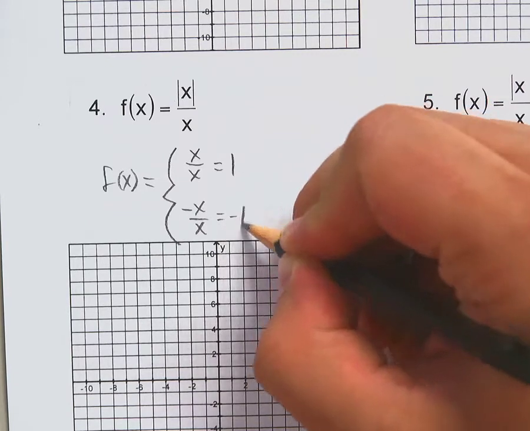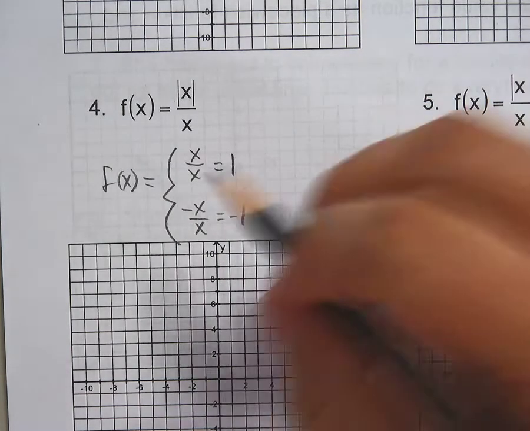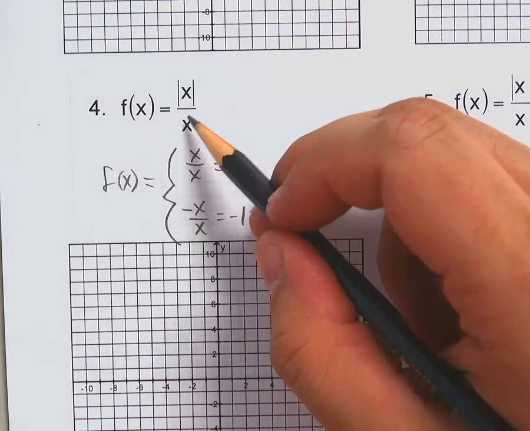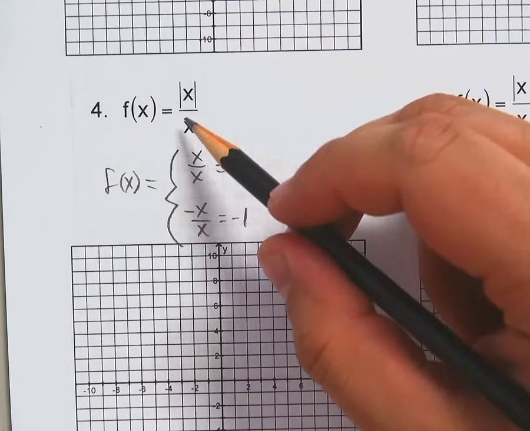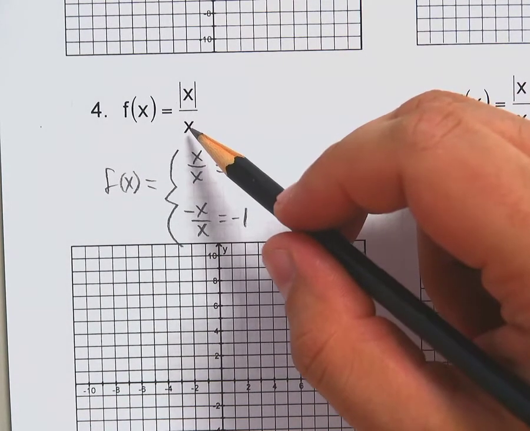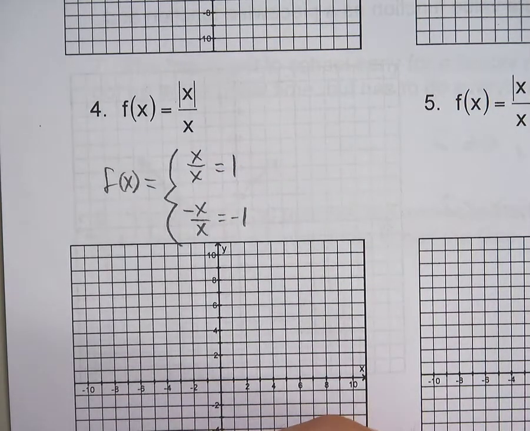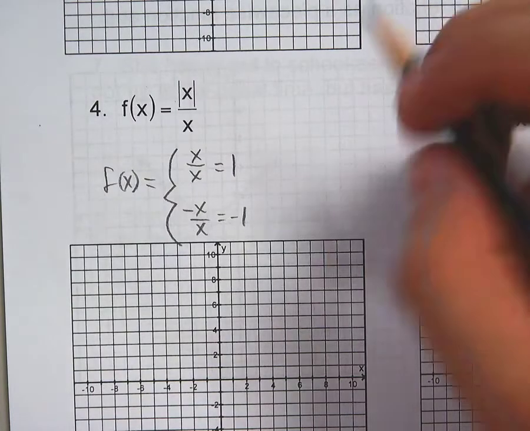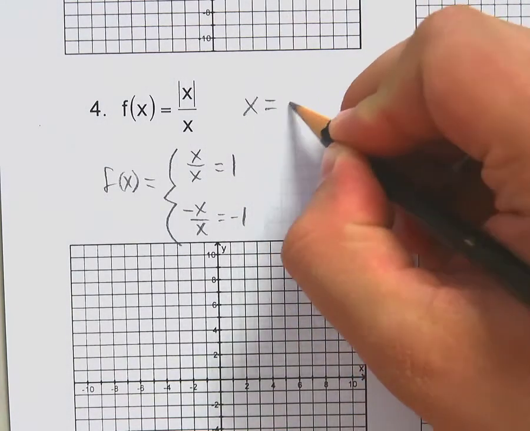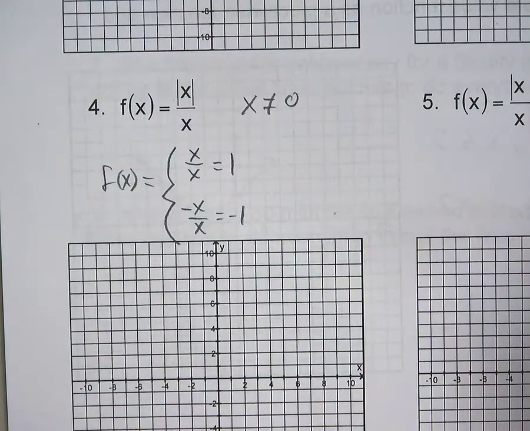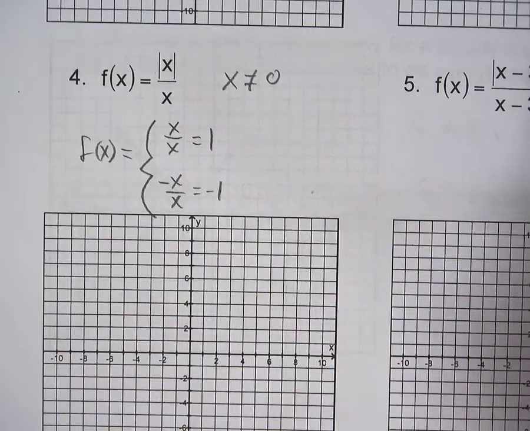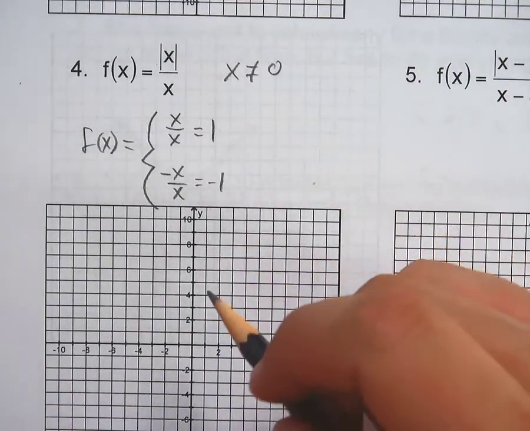This is -1. But if you look at this function, the first thing that popped into my mind was, what happens if you have a 0? What happens if you put a 0 in for x? The absolute value of 0 over 0. That's going to be undefined because you're dividing by 0. So I'm going to say x can't be 0. There ain't no way. So that's going to split me up here.